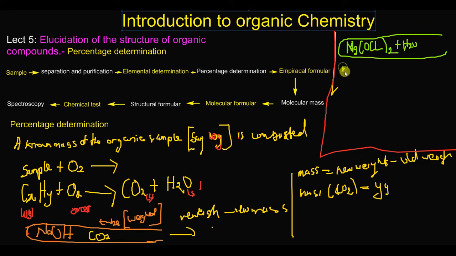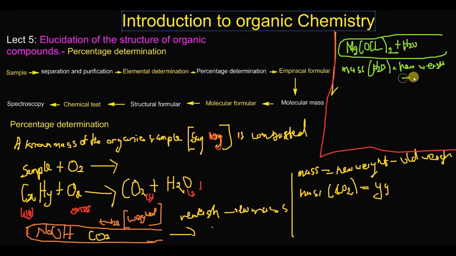Now the mass of the water is found by subtracting the old weight of the tube from the new weight of the tube. So that is the new weight.